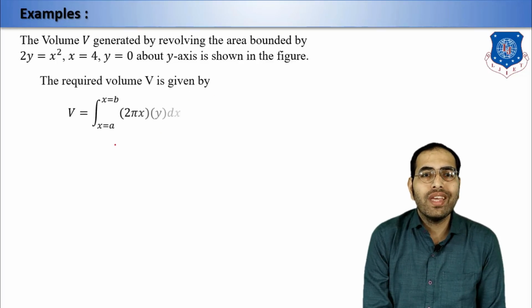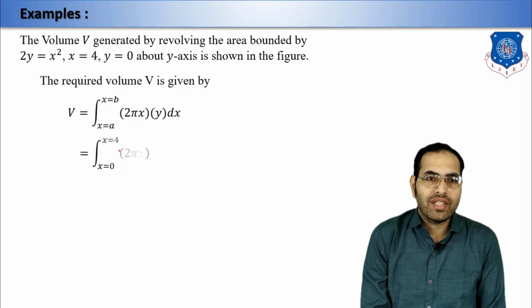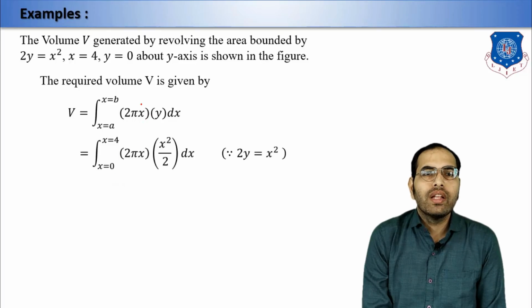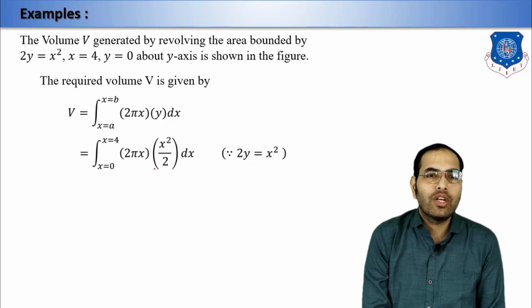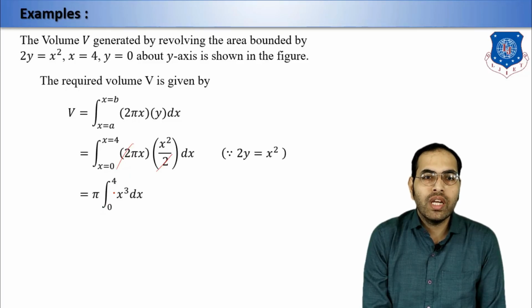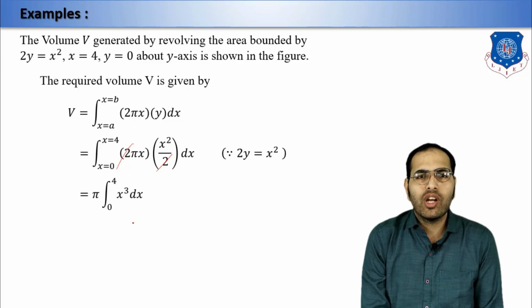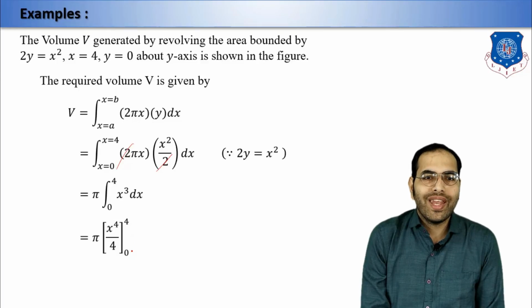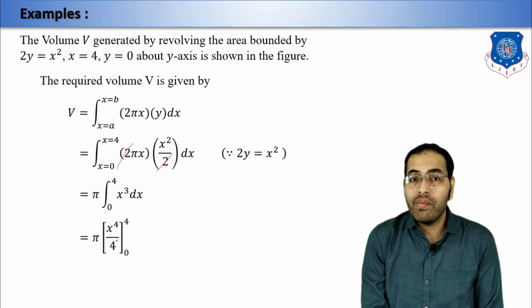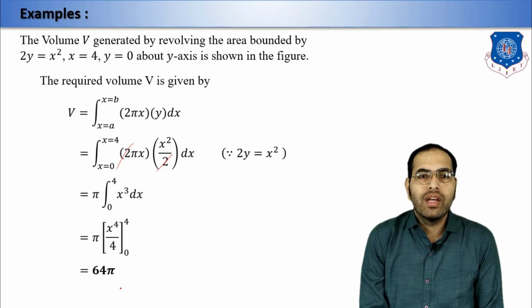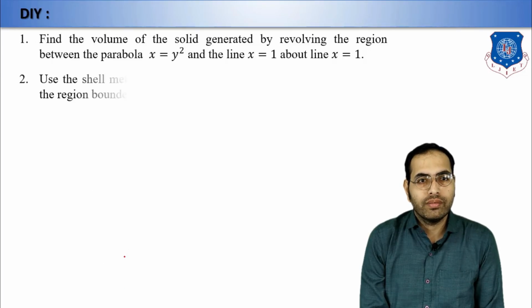Then the required volume V is given by the integral from x equal to a to b of 2 pi x y dx. Here x varies from 0 to 4, so 2 pi x, where y must be in terms of x because our integral is in x. Since 2y equal to x square, y equals x square by 2. Here the 2 cancels out, pi is constant and comes out, integral from 0 to 4 of x cube dx. The integral of x cube is x to the 4 by 4, where x varies from 0 to 4. Substituting the limits, upper limit minus lower limit, gives 64 pi.